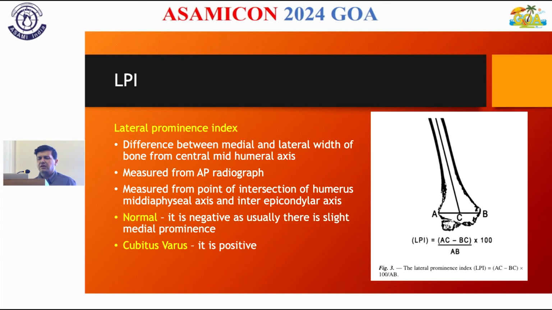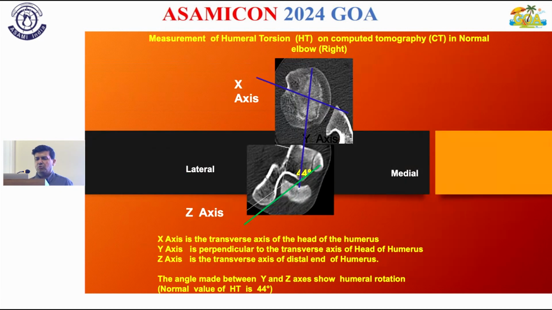You can measure the lateral prominence index also on the X-rays. It is the difference between the medial and lateral width of the bone from the central mid-humeral axis. Normally it is negative as there is a slight medial prominence, but in cubitus varus it will be positive.